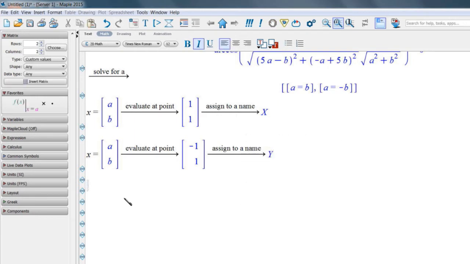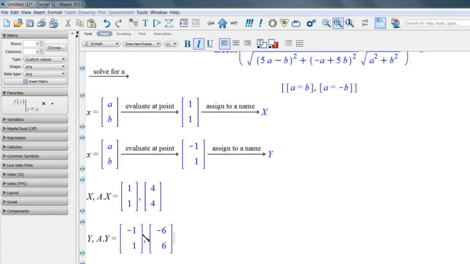And now let's see what happens. X compared to A times X: 1, 1, and 4, 4. So the multiplier was 4. Direction preserved, multiplier is 4. How about Y? Y and A times Y: minus 1, 1, minus 6, 6. Direction preserved, multiplier is 6. So 4 and 6 are these two special numbers.